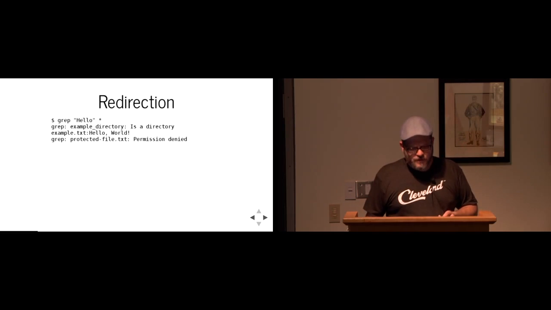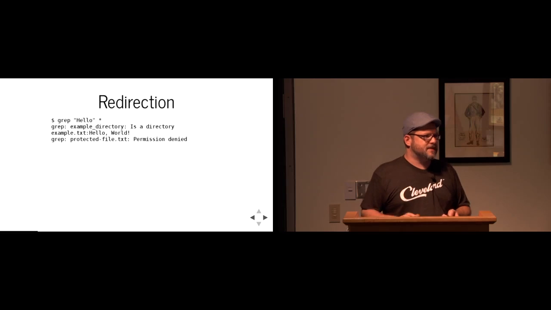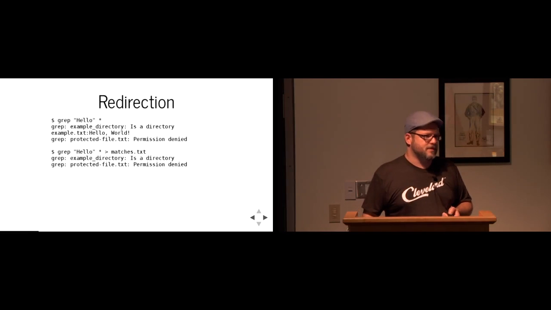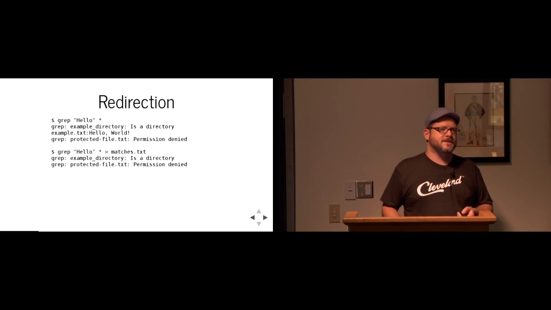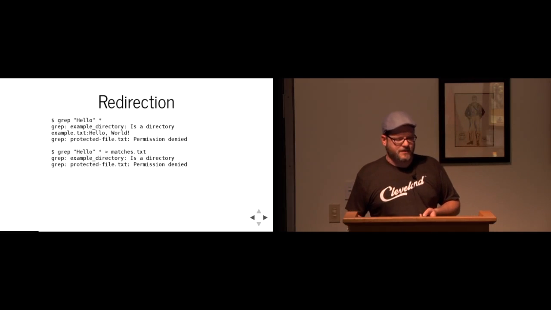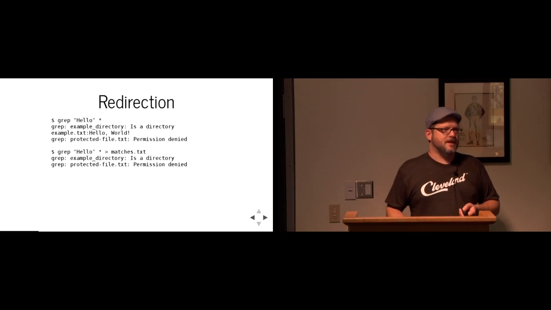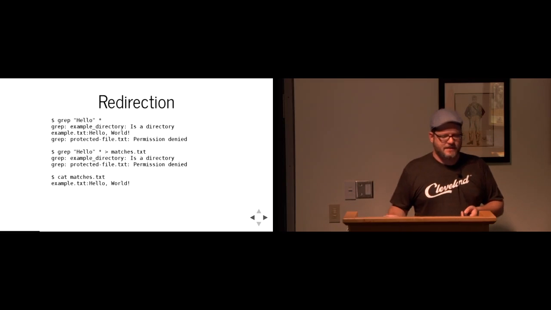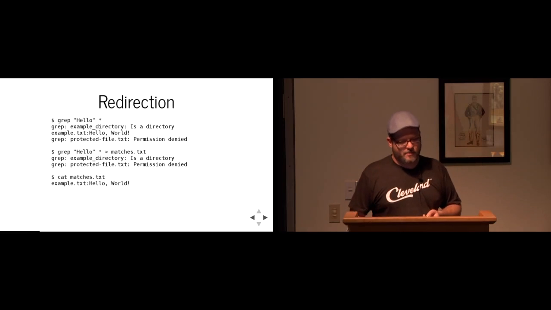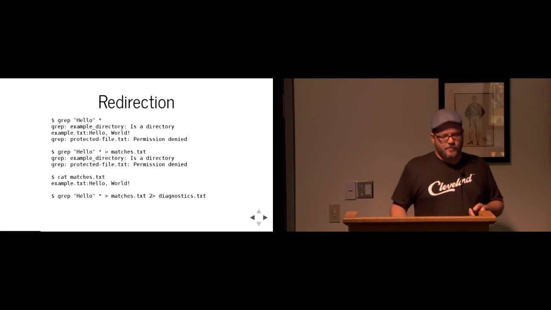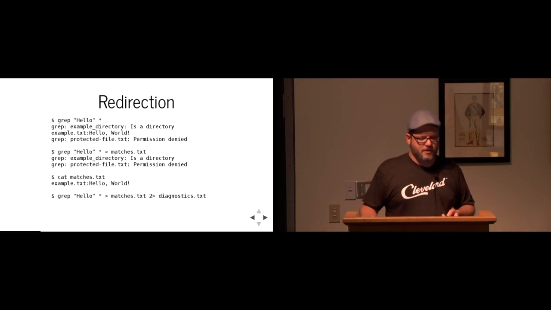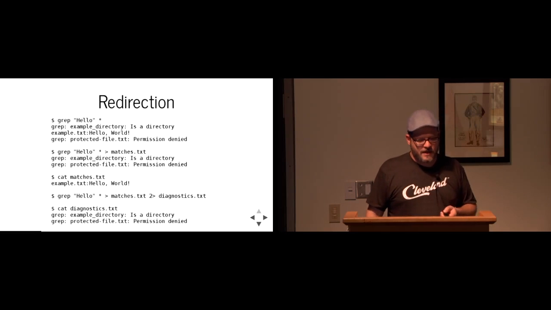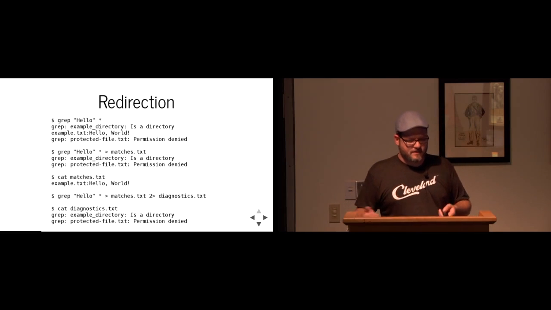If we're just interested in the results, having this diagnostic information mixed in with the results can be kind of annoying. So there's this idea of redirection, where you can send the results to one place and the errors somewhere else. Here's an example of using that same command, except we're redirecting the standard output to a file called matches.txt. We still see the diagnostic information from standard error printed out, but matches.txt contains just the output of the grep command. Then we can redirect both of them to different places. Here we're redirecting standard out to matches.txt and standard error to diagnostics.txt, and we'd see that diagnostics.txt has that information.